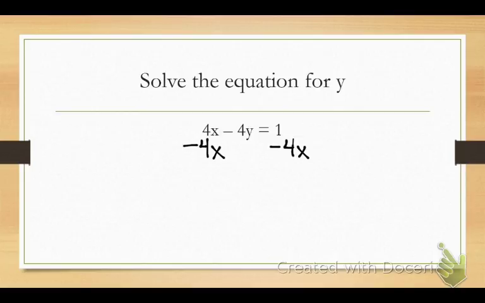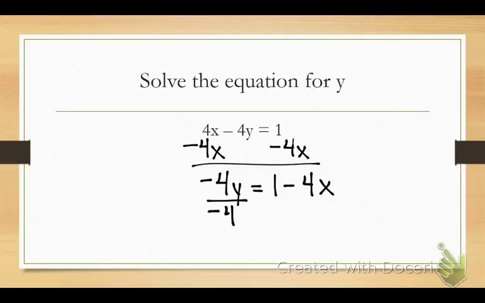Now this next part is very important. You bring down the negative with the 4y. How did I know to do that? Because there's a negative sign in front of the 4y. I can't ignore that. Can you subtract 1 minus 4x? No, it's not like terms, so you just bring it down. 1 minus 4x. Now what do I do to solve for y? Divide everything by negative 4.